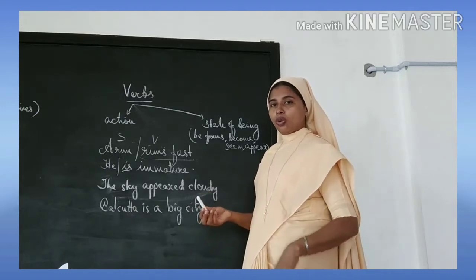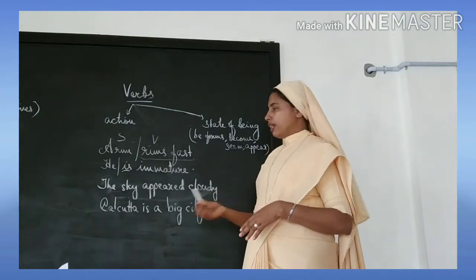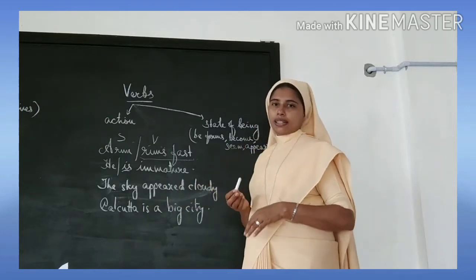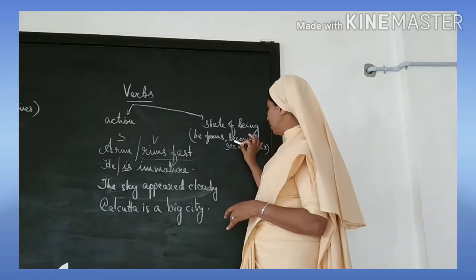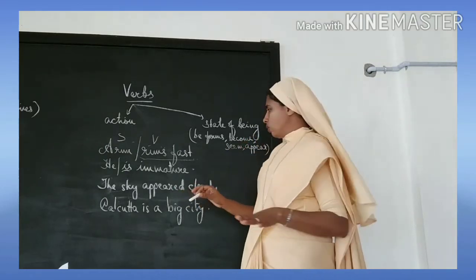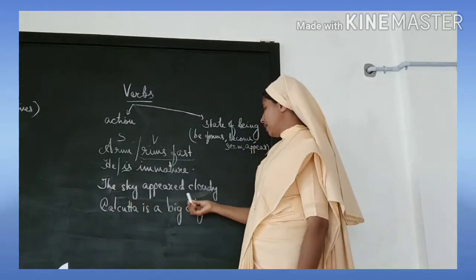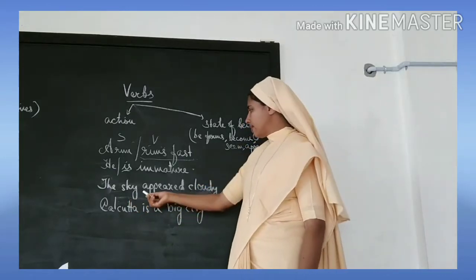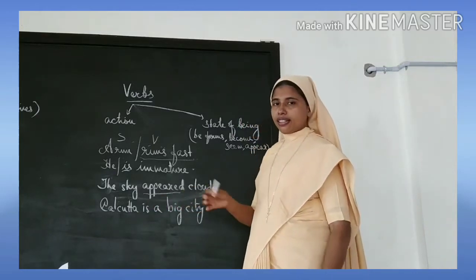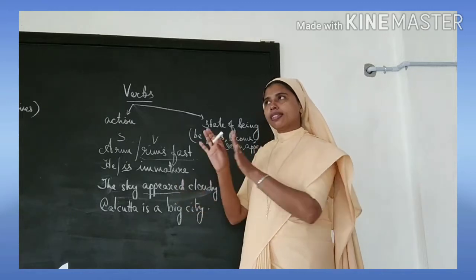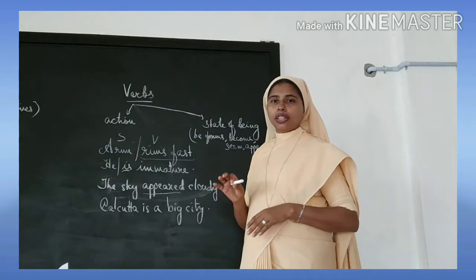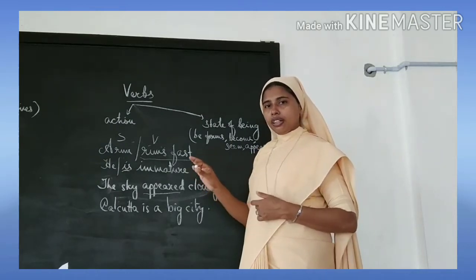Certain other verbs are also called state of being. This is like appear, seem, become, etc. Appear, seem, become. It all tells us about a state. For example, the sky appeared cloudy. It doesn't do any action here. Sky doesn't do any action. Instead, that's a state of being at present. If you look at the sky, you will feel that it's cloudy. That's a state of being of sky.